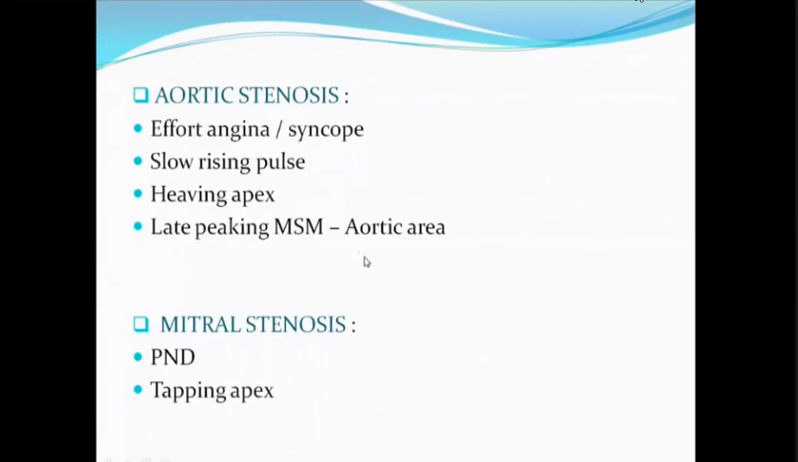And if mitral stenosis is more predominant, then there should be a history of paroxysmal nocturnal dyspnea, and a tapping apex may be there. So this is the gross difference, and by this we can differentiate which lesion is more prominent, either aortic stenosis or mitral stenosis, in a patient with combined AS plus MS disease.